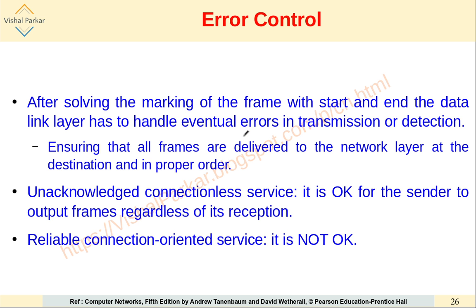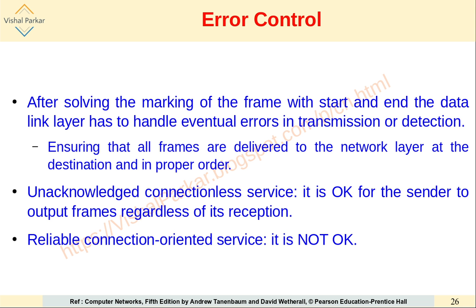The next important thing that we are going to introduce here is error control. So the first duty is done, framing is done, but what about the errors in the transmission, or when the errors are detected at the recipient? Basically, the data link layer ensures that all frames are delivered to the network layer at the destination, and also in proper order.